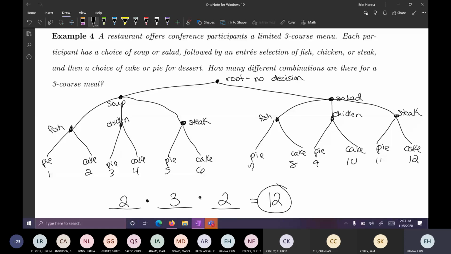So essentially, when we have these sequences of choices, if we just consider the number of choices we have in each piece and multiply all of those together, we get the total number of choices. Hooray!